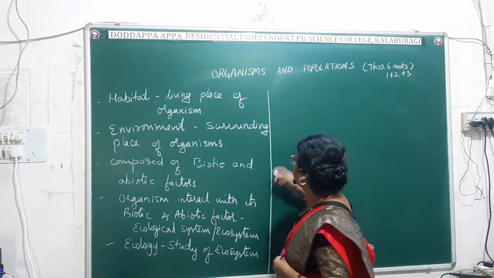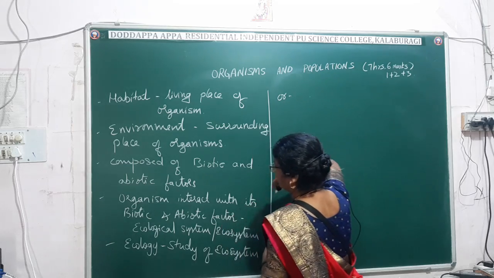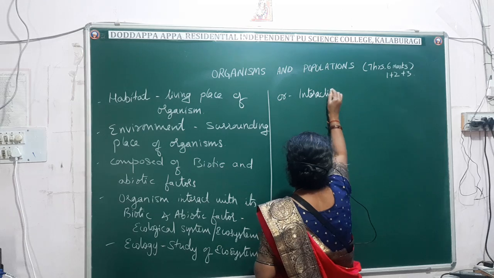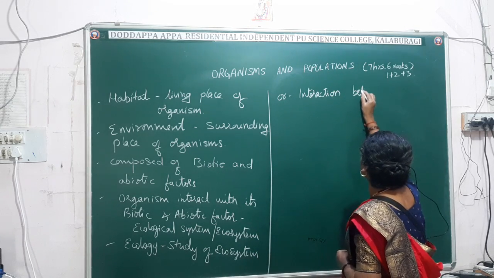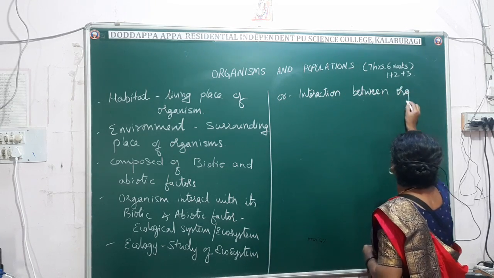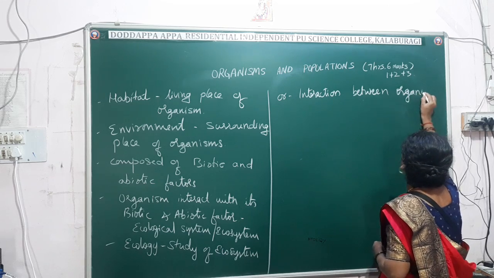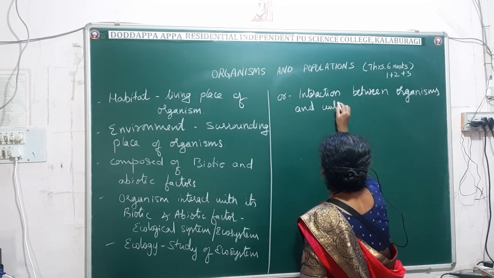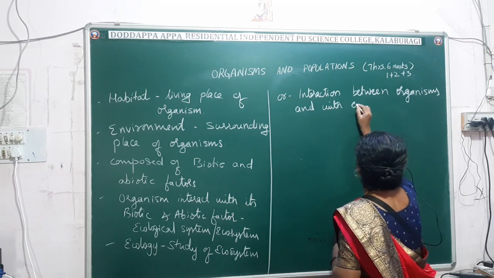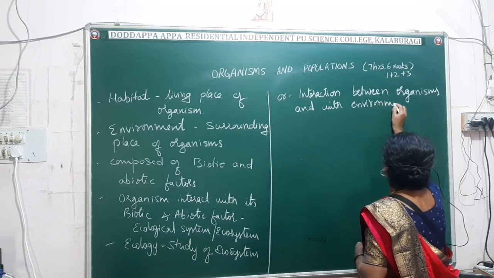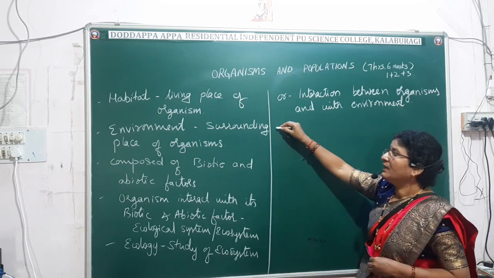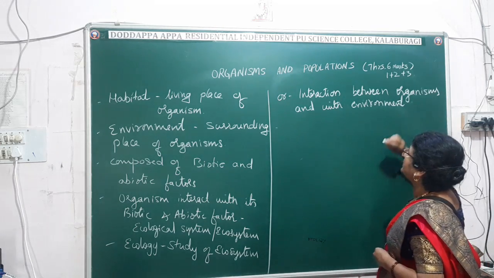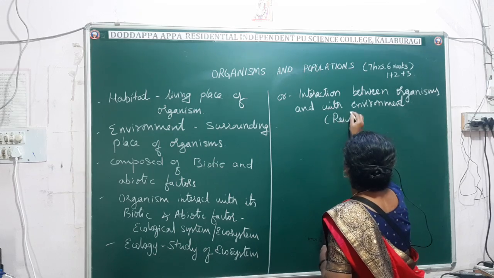What is the other way of defining ecology? Ecology is the interaction between organisms and their environment. And this term ecology was coined by a writer.